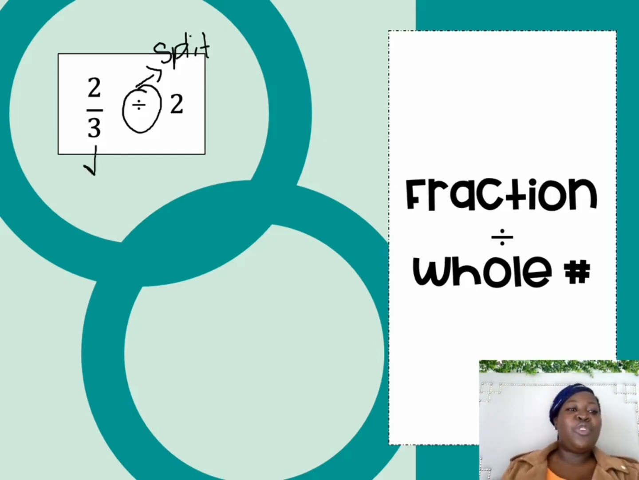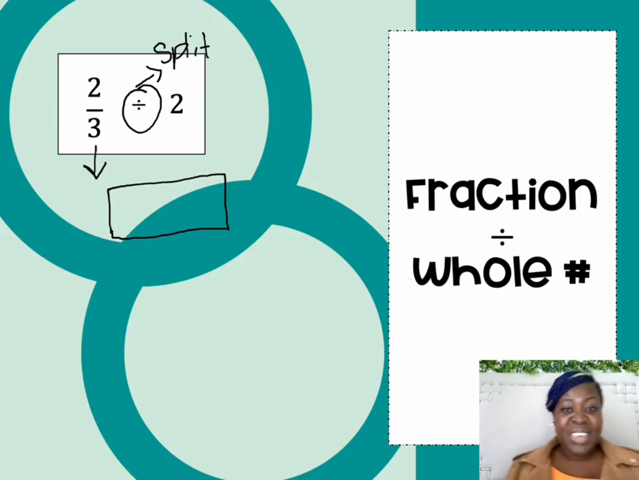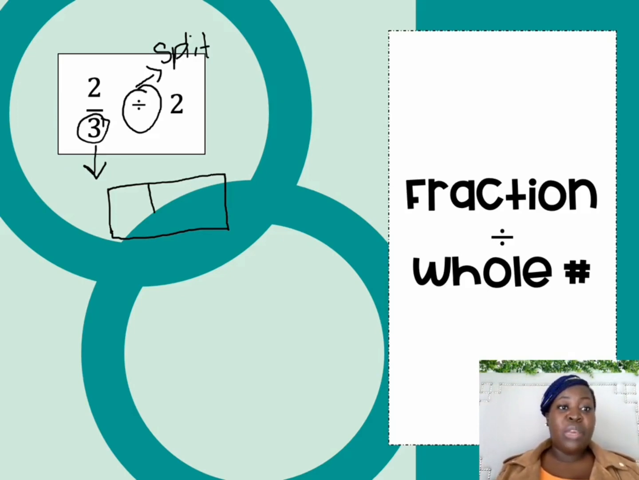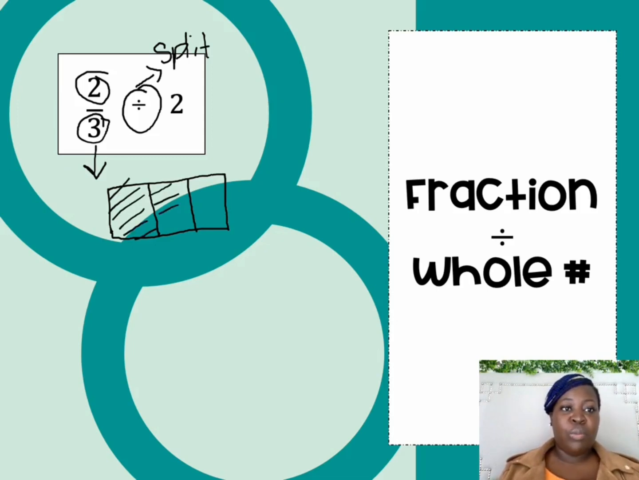You need to first represent your 2/3. And we represent that by drawing a bar model. Look at your denominator. Your denominator is 3. So, what you're going to do is break up your bar model into three equal parts. There you go. Now you have thirds going on. And then you're going to look at your numerator. Your numerator is telling you that you are going to take two parts because your numerator is 2. So here you have 2/3.